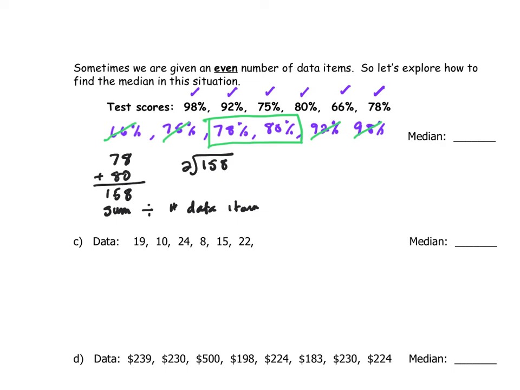2 will not go into 1, but it will go into 15 7 times. And 7 times 2 is 14. Drop down the 8, and 2 goes into 18 9 times. So we're left with 79. So let's look at this logically. Would it be true that in between the middle of 78 and 80 is the number 79? And that is true. So this makes logical sense. The median is 79% for this problem.